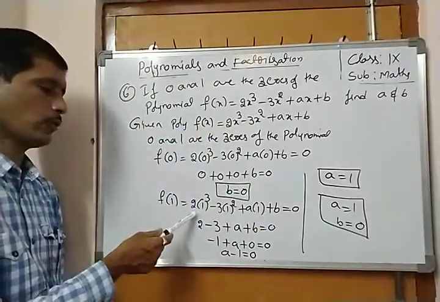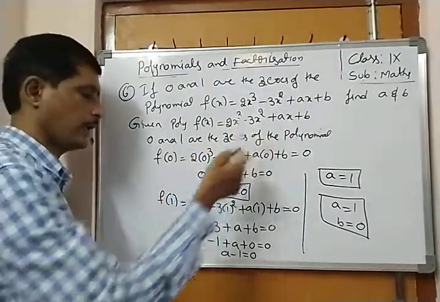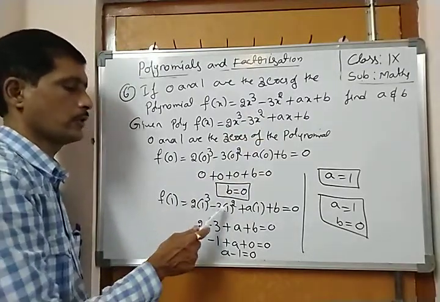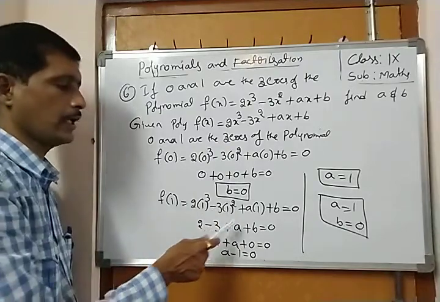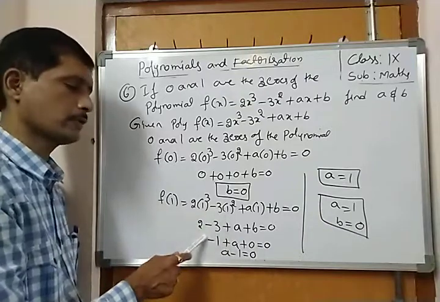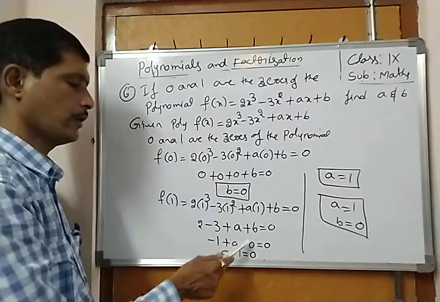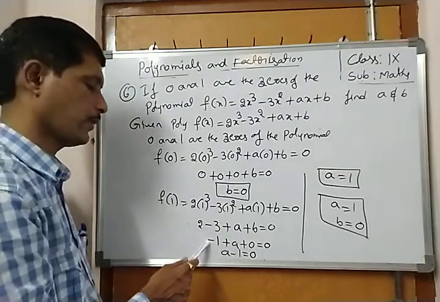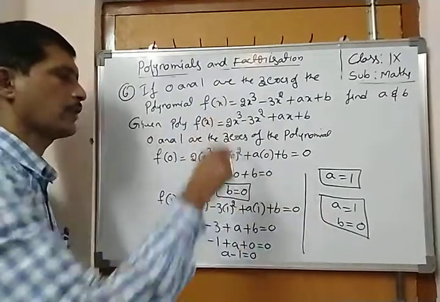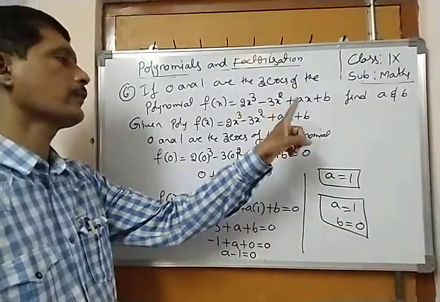f of 1 equal to 2 into 1 whole cube minus 3 into 1 whole square plus a into 1 plus b. Therefore 1 whole cube, that is 1 only, 2 into 1, that is 2. 1 whole square, that is 1, minus 3 plus a into 1, that is a plus b equal 0. Here 2 minus 3, that is minus 1 plus a. Here already you know b value, that is 0. Therefore a plus 0, that is a only. Therefore a minus 1 equal 0. This minus 1 changes the side, a equal to 1. Therefore final values of a and b, that is 1 and 0. So a equal to 1 and b equal to 0.